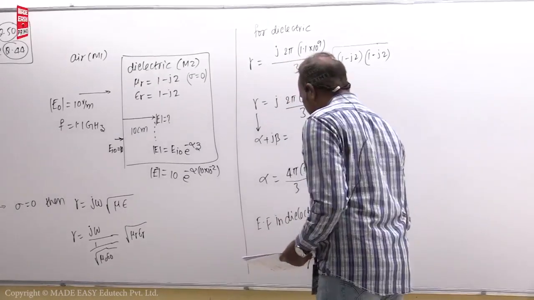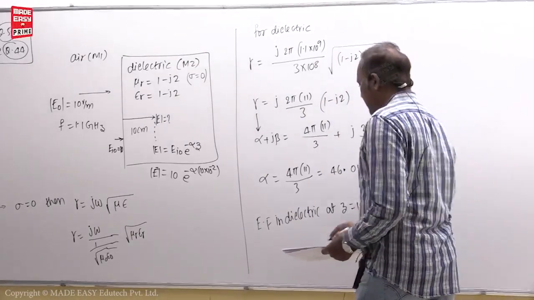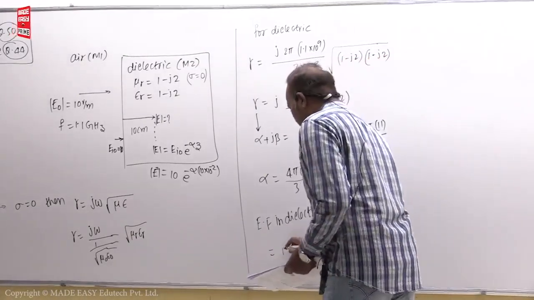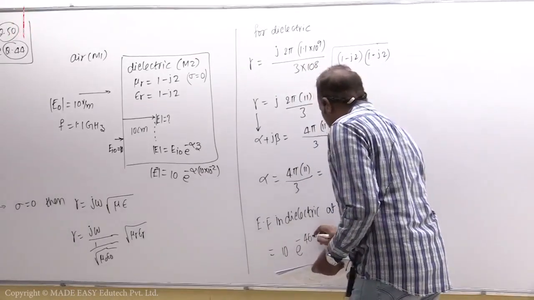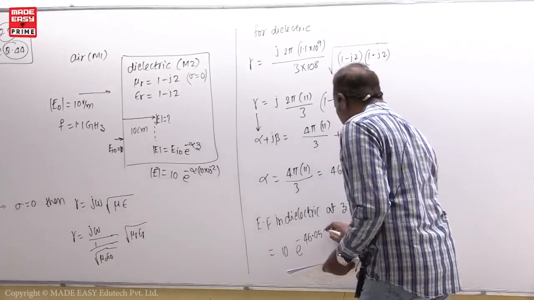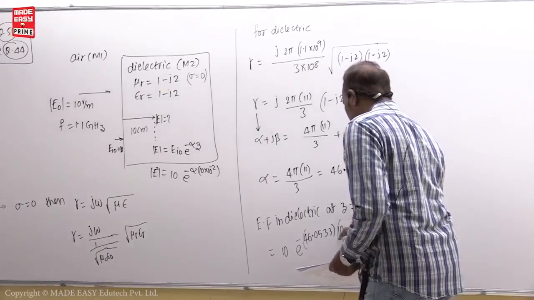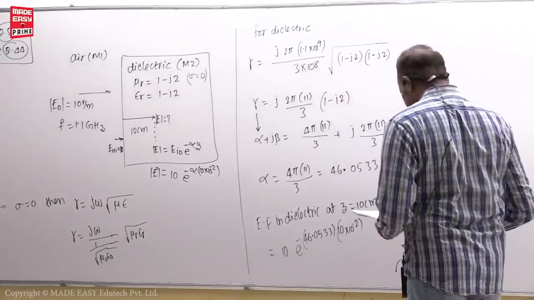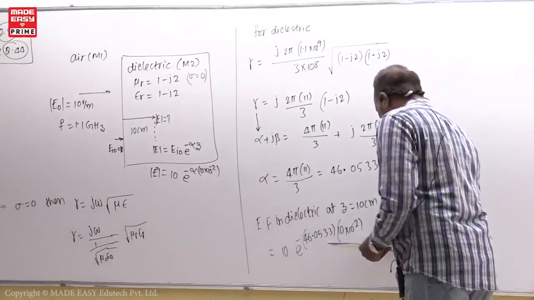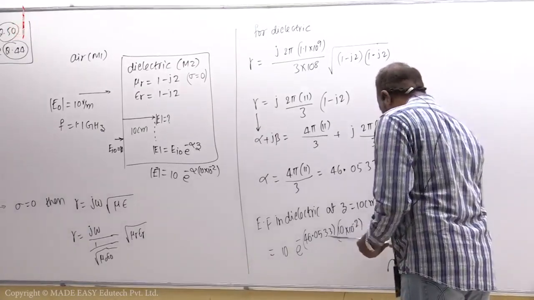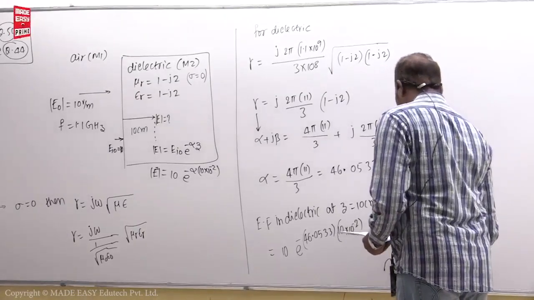Now the electric field in the dielectric at z equal to 10 centimeter is equal to EI0, this one only, 10 into e power minus 46.0533 into 10 into 10 power minus 2, that is 10 centimeter. So this value becomes 0.0999 volt per meter.